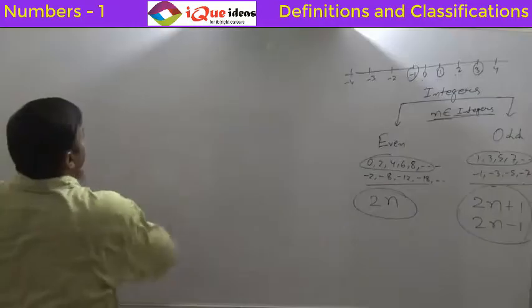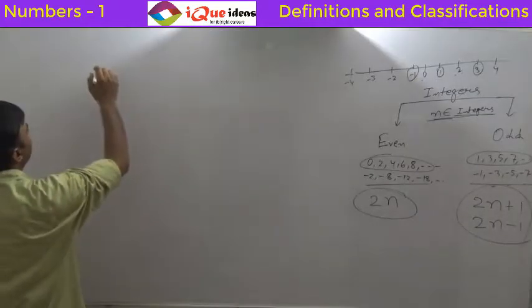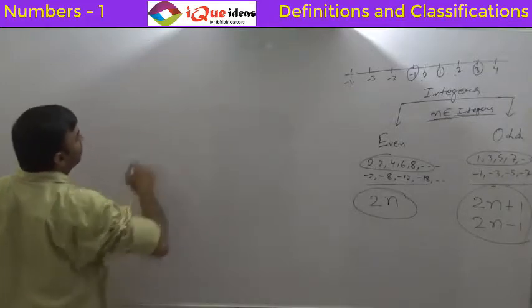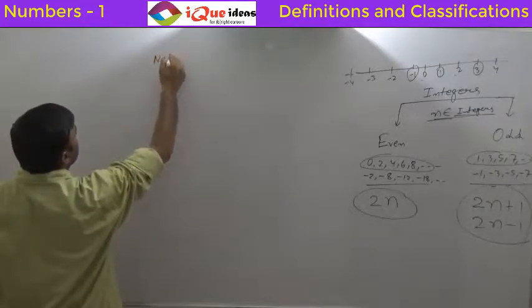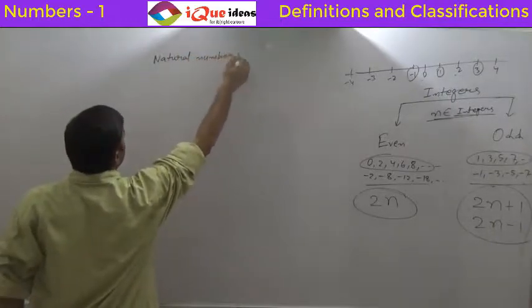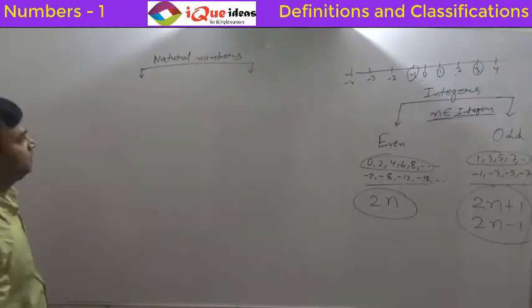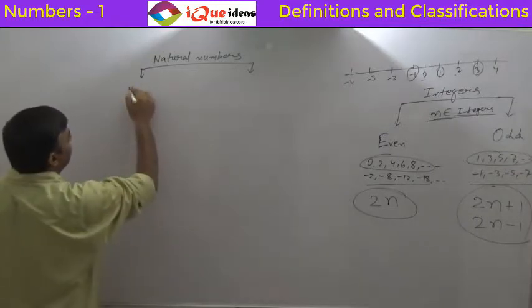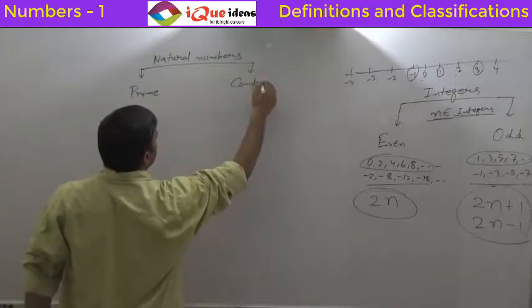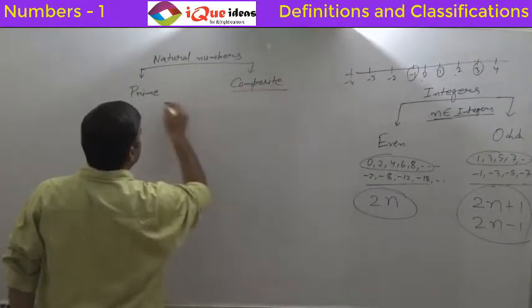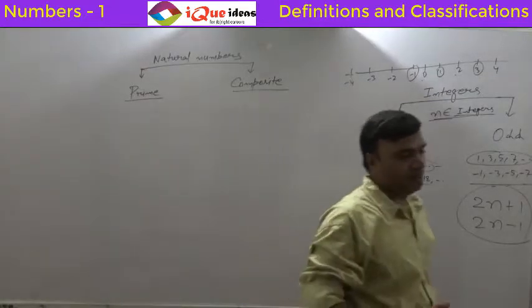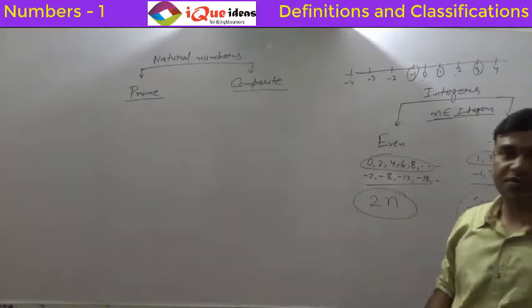Okay, now we have prime and composite numbers. Now where do they belong, or which set do they belong to? They actually belong to the set of natural numbers. Natural numbers are divided into 2 types, prime numbers and composite numbers, on the basis of the factorizability of the number, on the basis of the number of factors of the number.